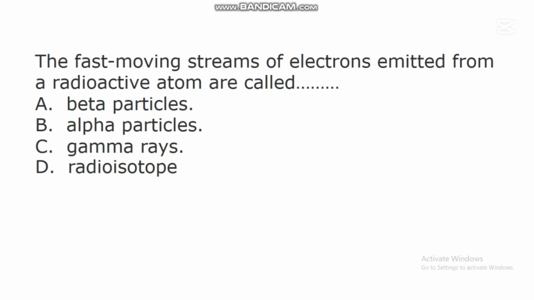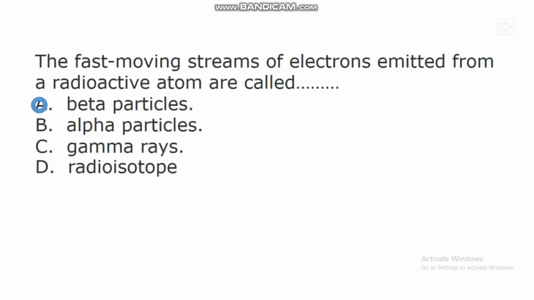The next question says, the fast-moving streams of electrons emitted from a radioactive atom are called dash. A. Beta particles. B. Alpha particles. C. Gamma rays. D. Radioisotope. In this question, the correct answer is A.